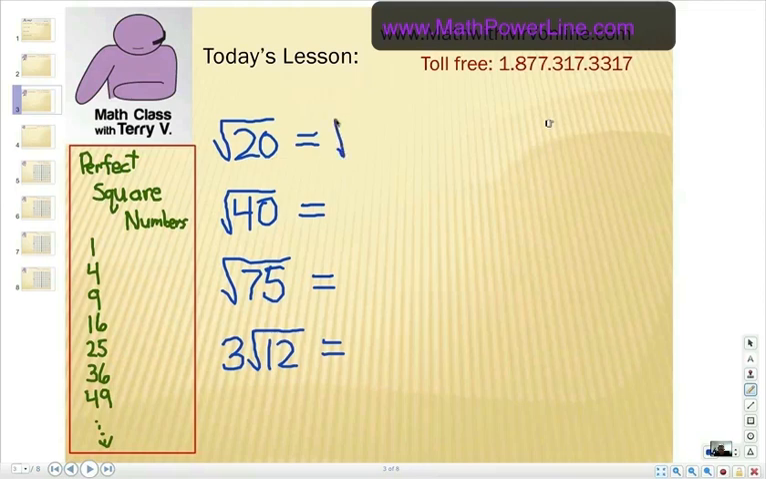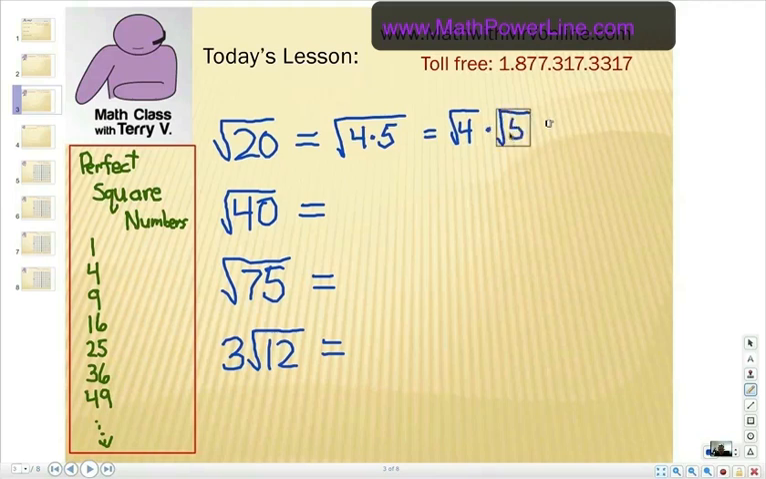So for square root of 20, think about what times what gives you 20. What are the factors of 20? Looking for something off the perfect square numbers list. And I think right away you'll notice that there's a 4. So 4 times 5 gives us 20. Now, this step here that I'm writing, you don't have to necessarily write it, but I want you to be able to think of it.